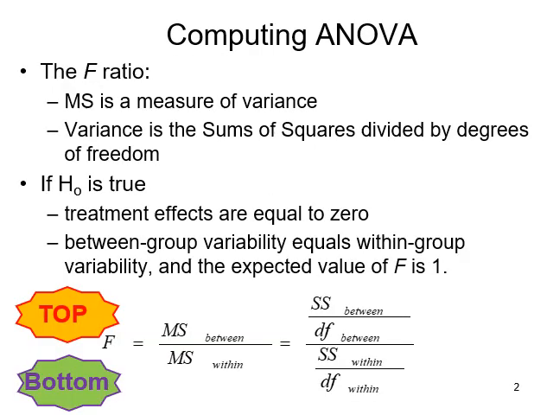So to calculate an F ratio, F is calculated by looking at the mean squares of both between and within. Mean squares is simply a measure of variance. Variance is the sum of squares divided by the degrees of freedom. If the null hypothesis is true, the treatment effects are equal to 0. There is no significant difference. The between group variability will equal the within group variability, and the expected value of F is 1. So if there's absolutely no effect, and you calculate an F of 1, that's what it's telling you. There is no difference. There is no effect at the top that's different than what's at the bottom.